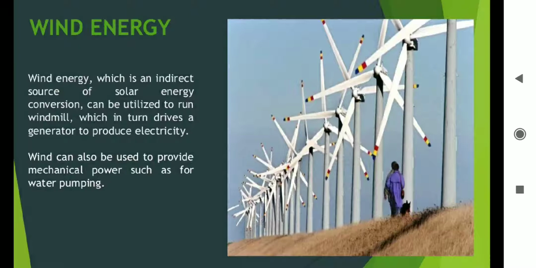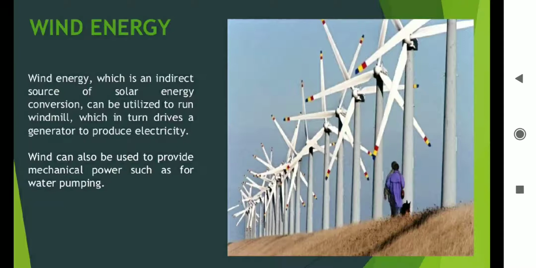First of all, what is wind power, wind energy? Here the kinetic energy of wind is converted. This is basically a conversion of energy from one form to another. First, kinetic energy of wind is converted to mechanical energy with the help of rotors and gear, and then mechanical energy is converted to electric energy with the help of a generator or armature. Wind energy is an indirect source of solar energy, as you know, because wind flows due to the difference of temperature. It's also called a windmill, which drives a generator to produce electricity.